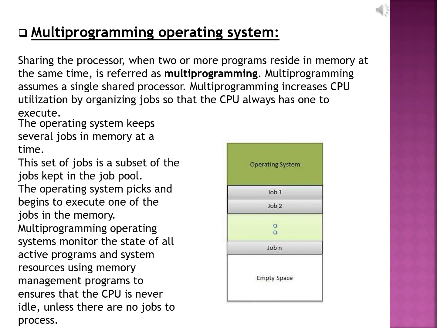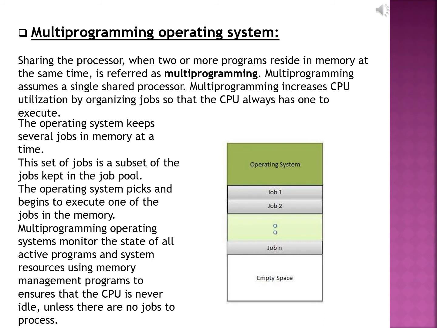Next is the multiprogramming operating system. Sharing the processor when two or more programs reside in memory at the same time is referred to as multiprogramming. Multiprogramming assumes a single shared processor. Multiprogramming increases CPU utilization by organizing jobs so that the CPU always has one to execute.